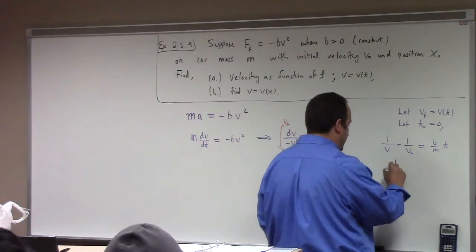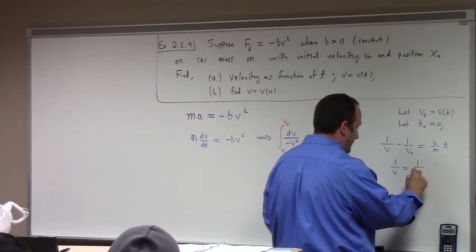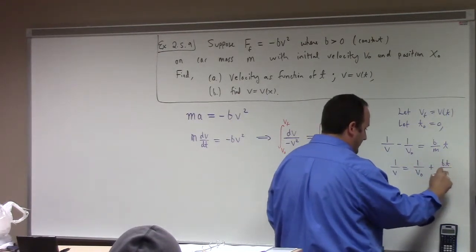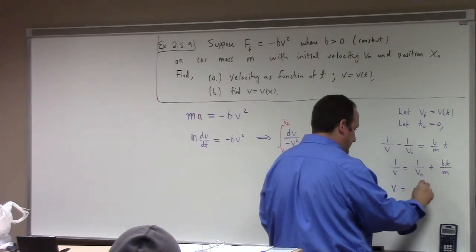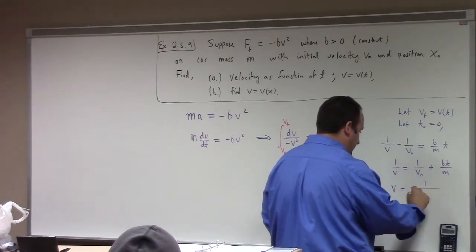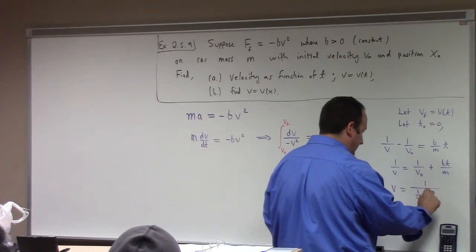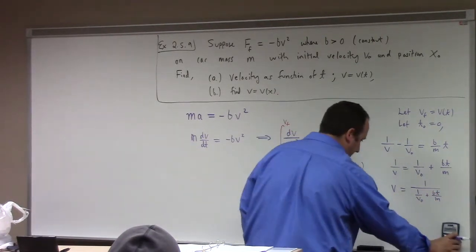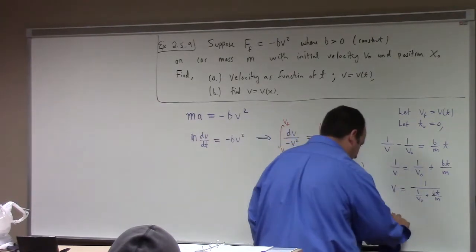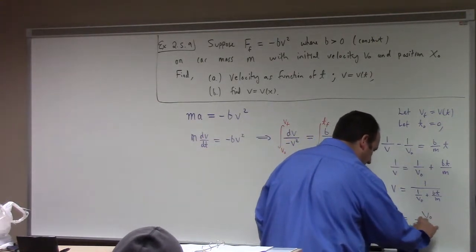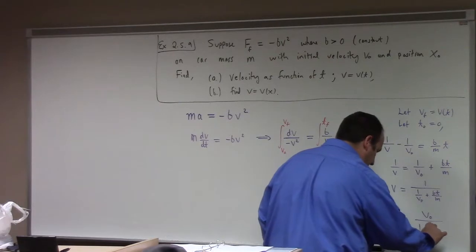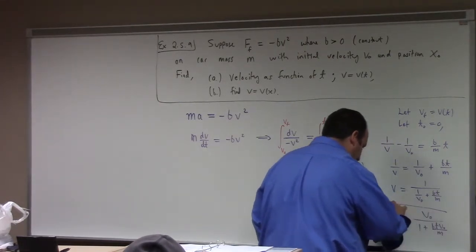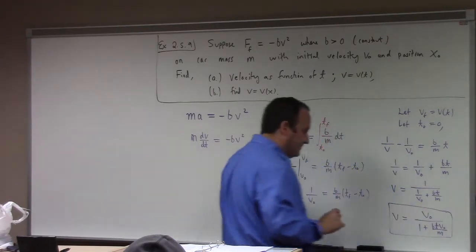And so, algebra: 1 over v equals 1 over v naught plus bt over m. And then we solve, we get v is equal to 1 over (1 over v naught plus bt over m). And then I like to simplify this a little bit. This is v equals v naught over 1 plus bt v naught over m. I think that's a nice formula here for part A.